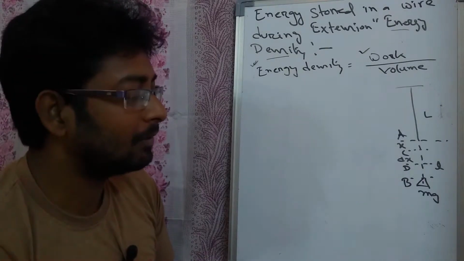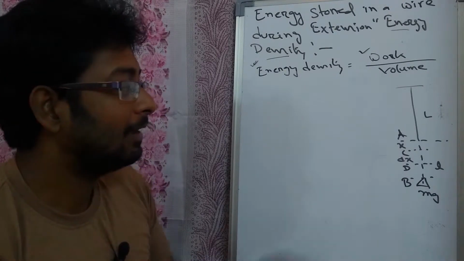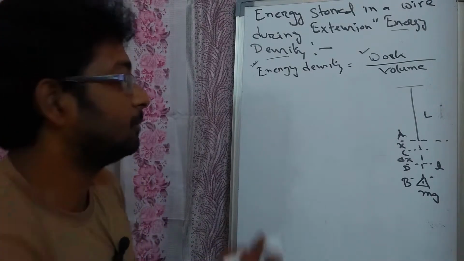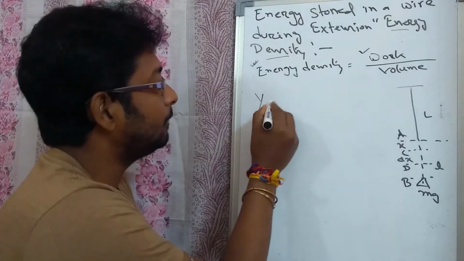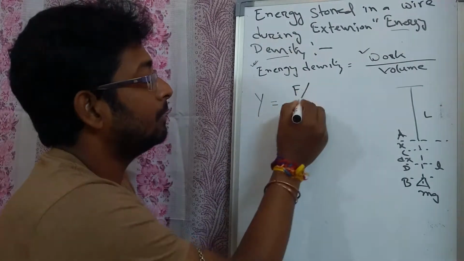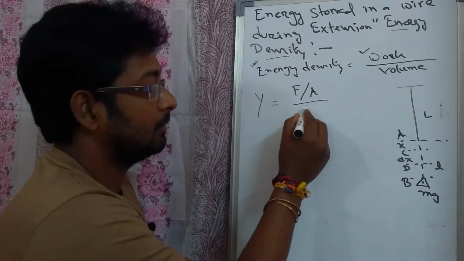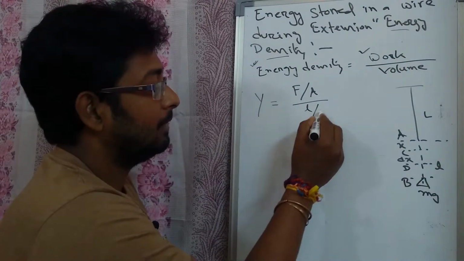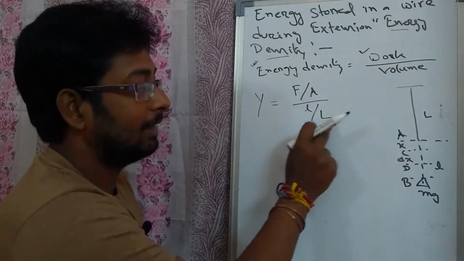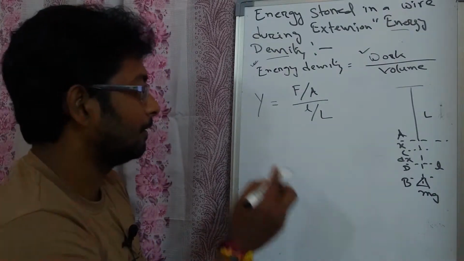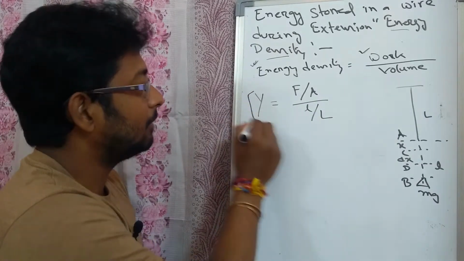We have already studied that if anything is related to the change in length, then we are going to use the Young's modulus. So what is Young's modulus? Y equals normal stress divided by longitudinal strain. So what is the longitudinal strain? Small l by capital L, where small l is the change in length and L is the original length. So this is the formula for Young's modulus.